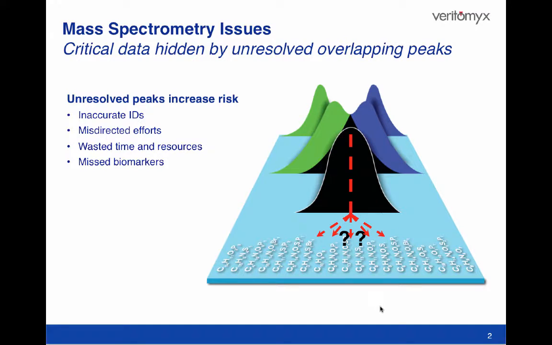When overlapped peaks are undetected and a single peak is reported, longer and more expensive investigations are required for compositional identification. Inaccurate IDs can lead to expensive misdirection of R&D efforts and to missing important biomarkers completely.